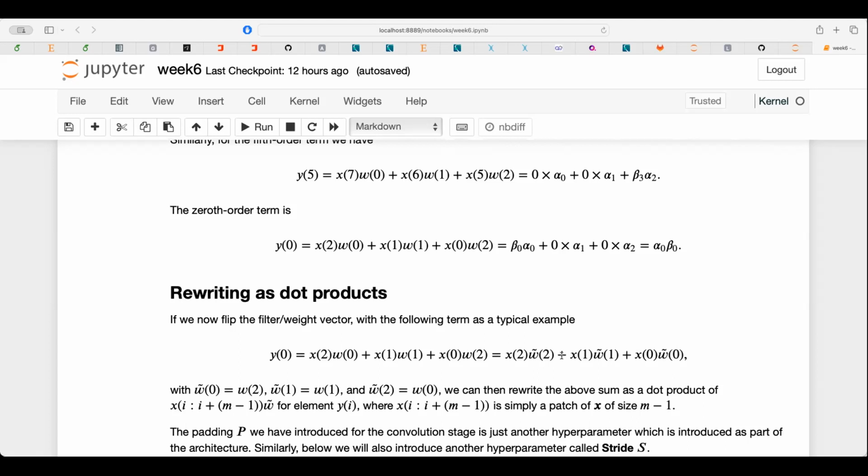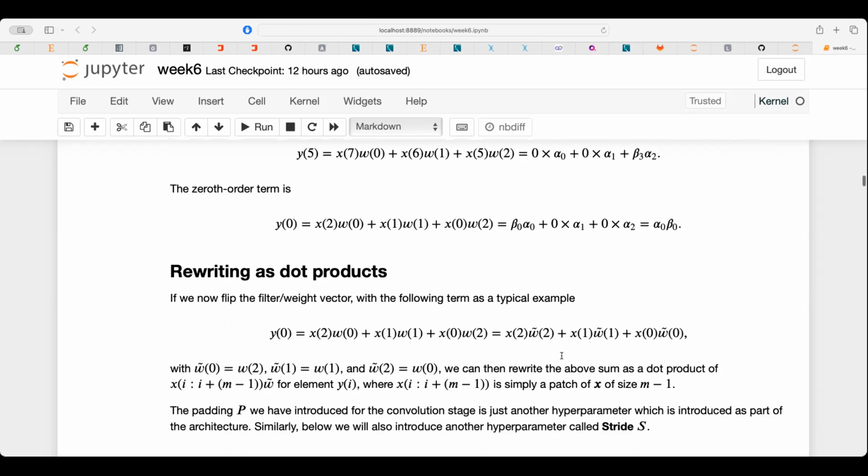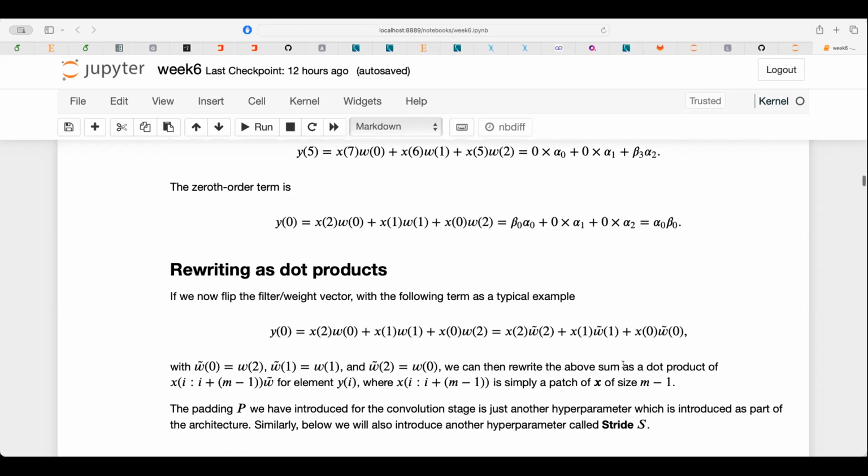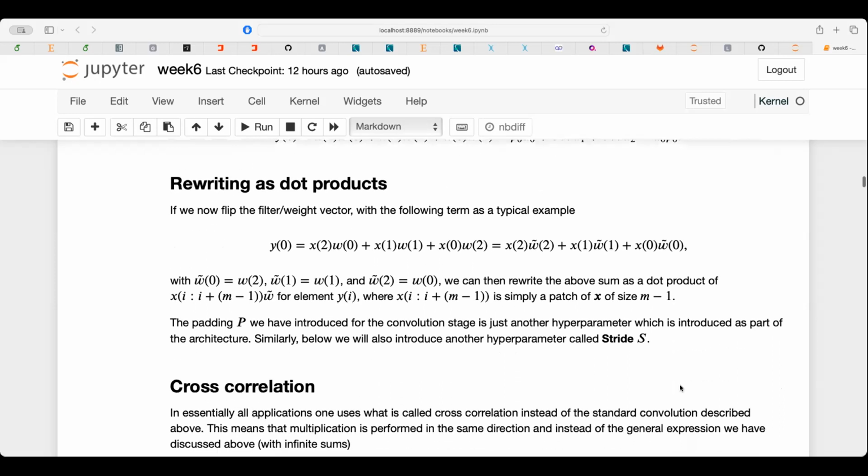Okay? So these are the kinds of tricks which you often use in order to have efficient setups of the process of convolution. So that means that you can then rewrite that sum as a dot product of x of i plus m minus 1 for element y of i, where you can simply view this as a patch of x of size m minus 1. So this is the standard way by which you do that.